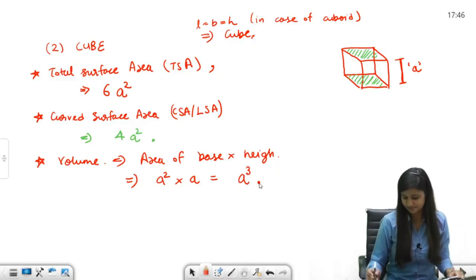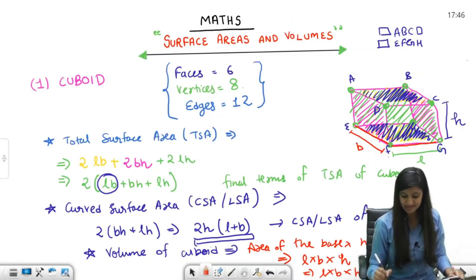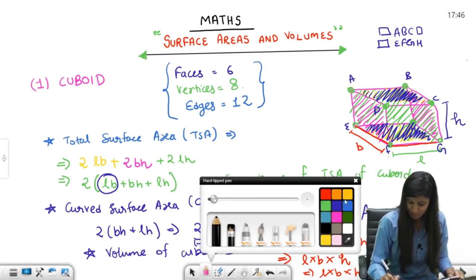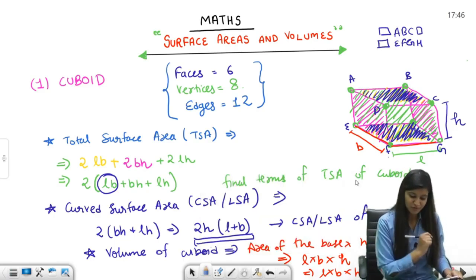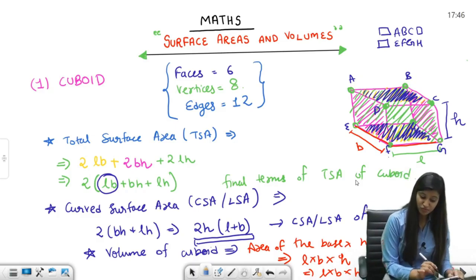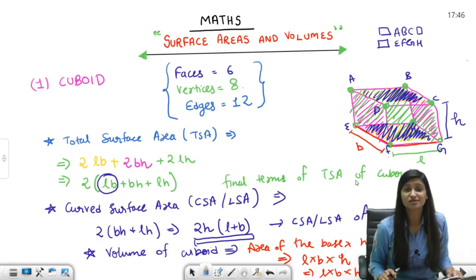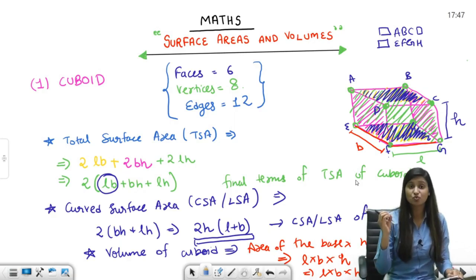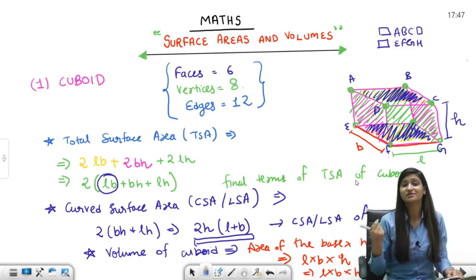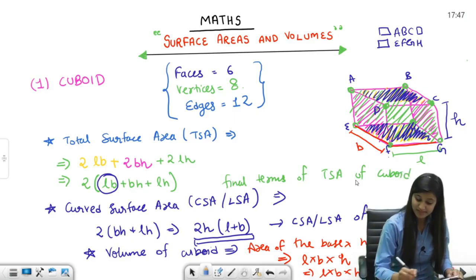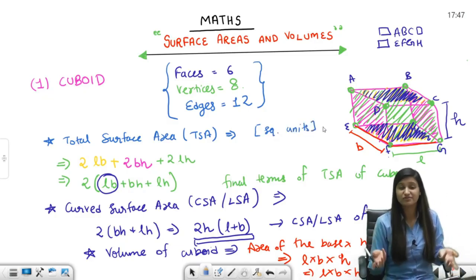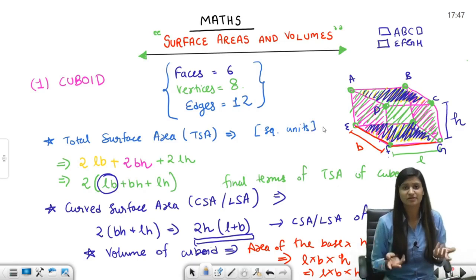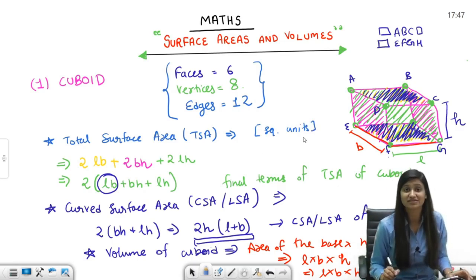One thing I forgot. Let me discuss it with you. Let's talk about the units as well. The units of total surface area and curved surface area would be square units, right? Meter square, centimeter square, millimeter square. These will be in square units, depending upon what is given to you: meter, centimeter, millimeter, kilometer. Depending upon that, it will be square unit.